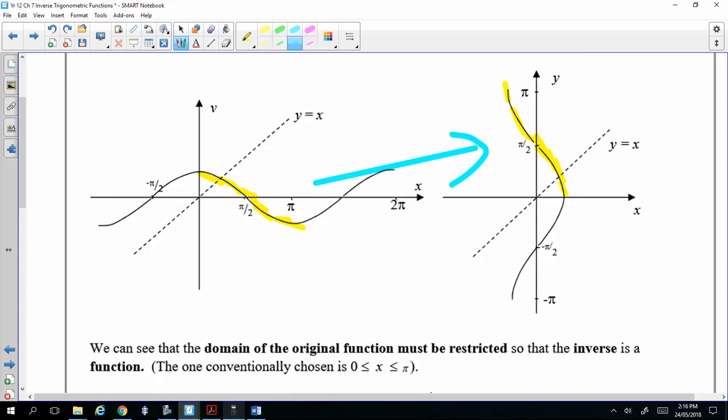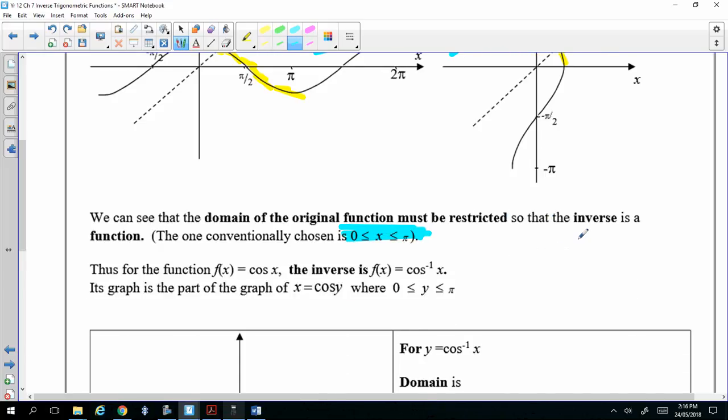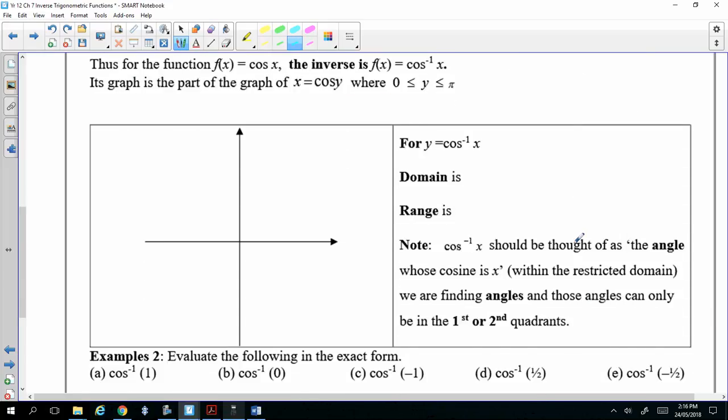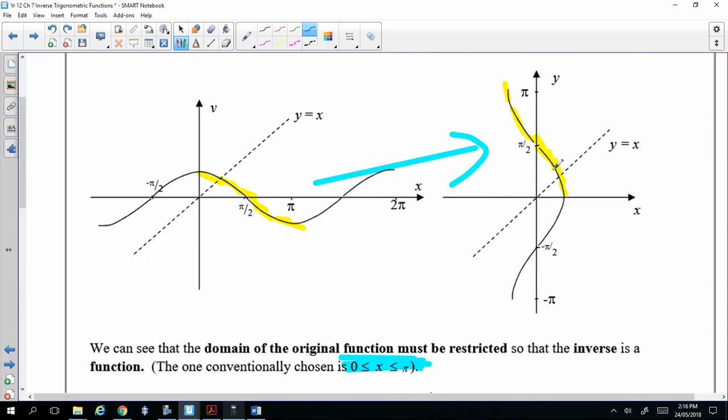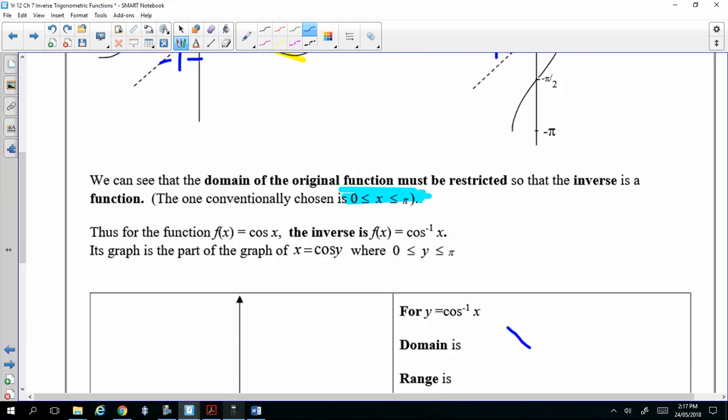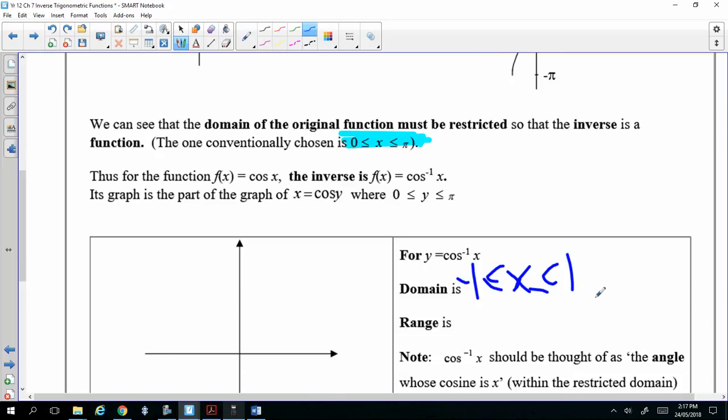So let's draw the graph of cos inverse. To draw the graph, we're going to write down the domain and range. The domain will be between 1 and negative 1, so write x between negative 1 and 1. And then the range will be between 0 and pi.